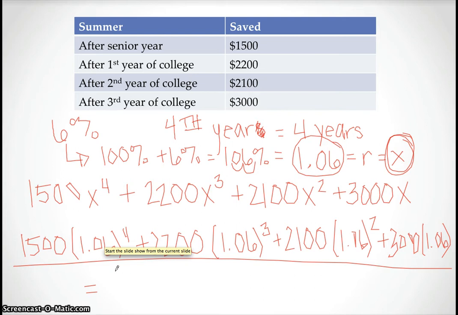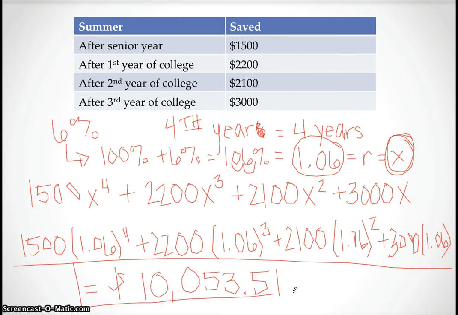When you do that, you should get the grand total of, that's my dollar sign, don't make fun of it, $10,053 and 51 cents, if we're going to be exact. So she ends up with $10,053.51. So not too shabby of earnings and not too shabby of a spot to be in order to go to college.